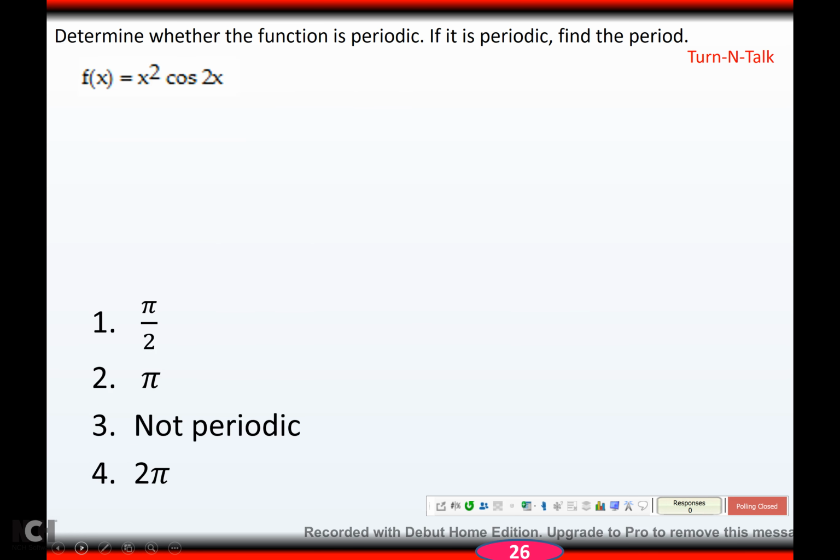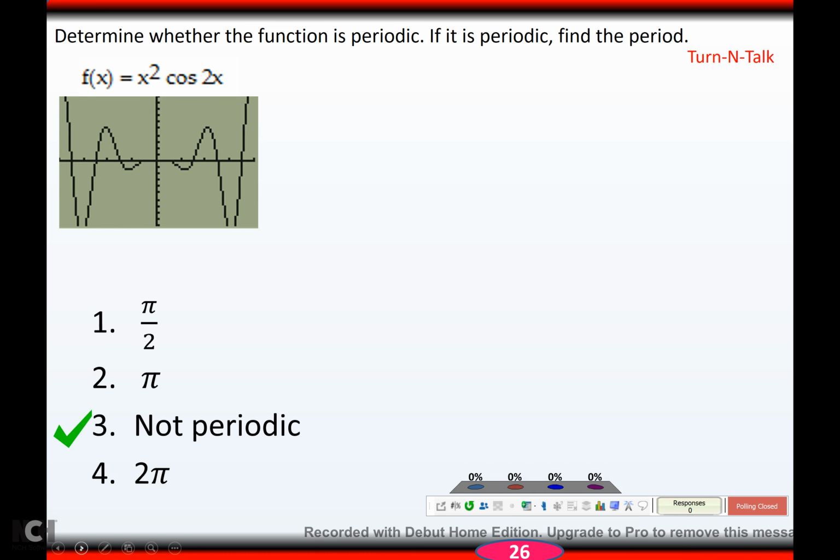All right, you try this one, hit pause, come back when you're ready. And you hopefully got not periodic. If I graph this and I pick up this side and set it on this side, it does this, and they do not look the same, so it is not periodic.